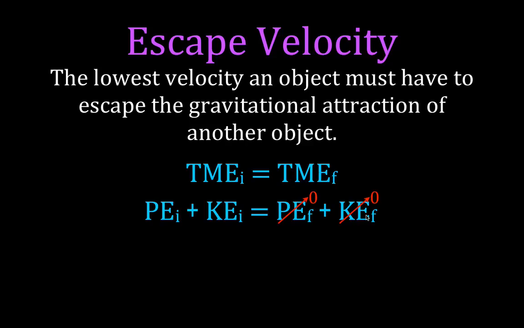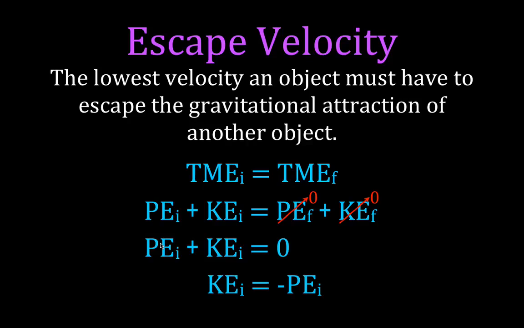Now really we're just going to derive the equation. Okay, so now what we're left with in our conservation of energy is that the initial potential plus the initial kinetic is equal to 0. Now all I'm going to do is subtract the initial potential energy from both sides, and I get that the initial kinetic is equal to minus, don't forget the minus sign, it's very important, minus the initial potential.